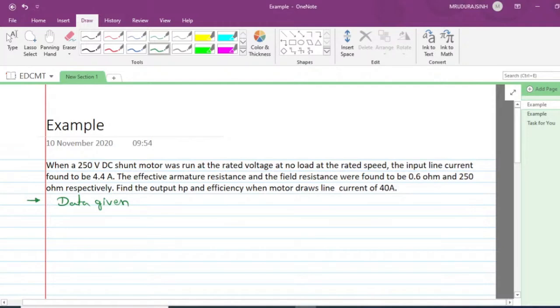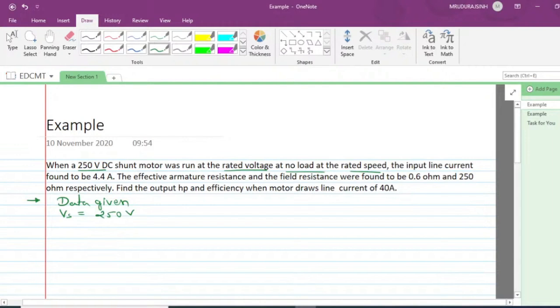So first of all, let's understand that a 250 volt DC shunt motor, that means the supply of this motor is 250 volts, was run at the rated voltage at no load at the rated speed. So this motor runs at no load condition, right, and at rated voltage. So this is the condition: no load condition and rated voltage at rated speed.